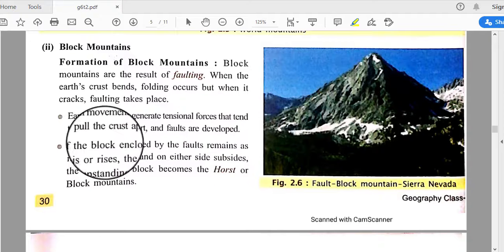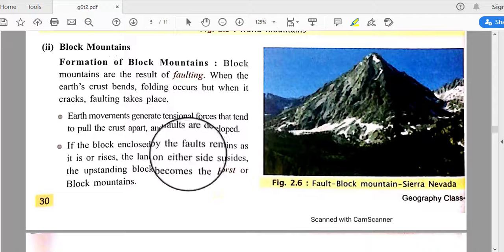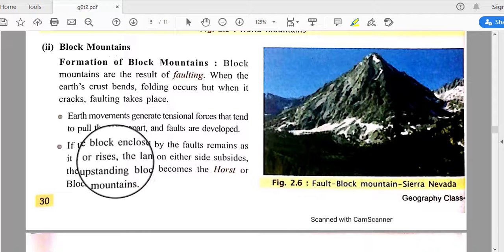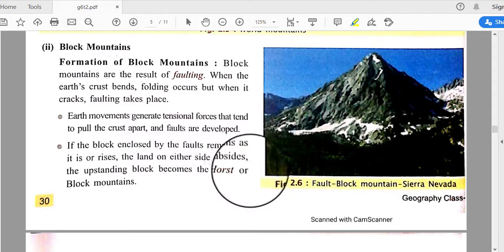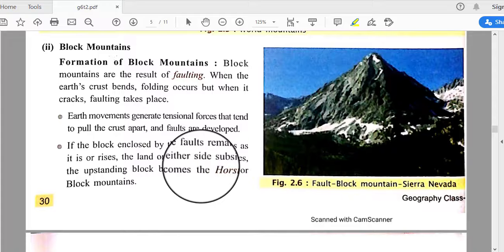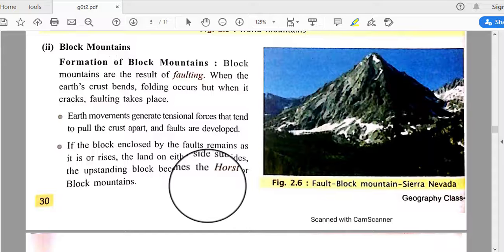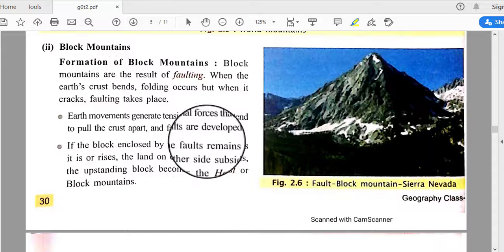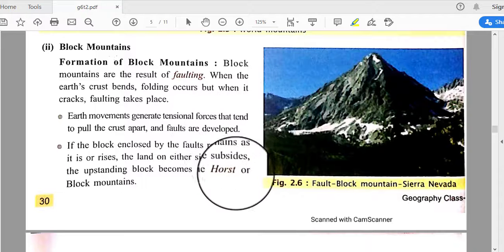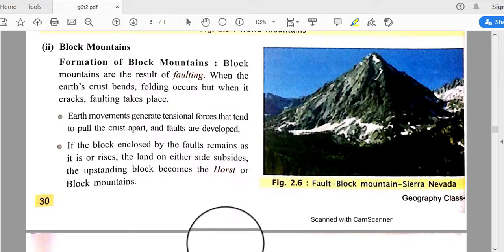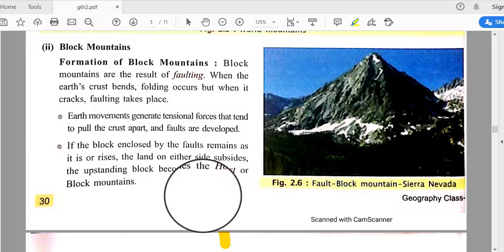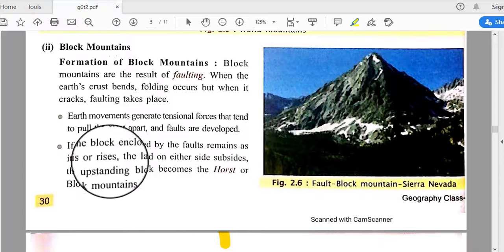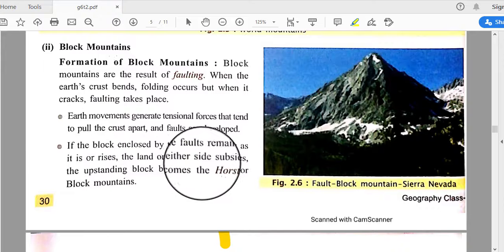If the block enclosed by the fault remains as it is or rises, the land on either side subsides. So in a block mountain, one portion moves upward and the middle portion moves downward, and this way the block mountain is formed.